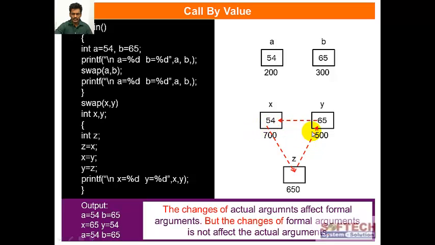But if we change x and y, it will not affect a and b, because here we swap the x value and y value. After the swapping, it displays 65, 54, but when control transfers back, it displays the a and b values again, the same as before, 54, 65. It is not affected. So the changes of the actual argument affect the formal arguments, but the changes of the formal arguments do not affect the actual argument.